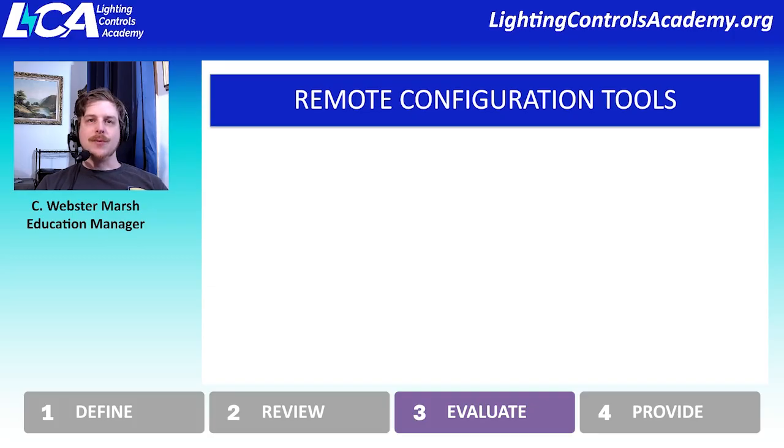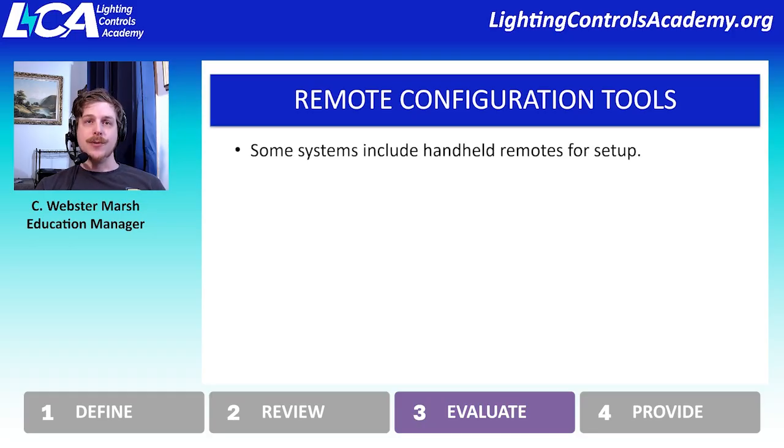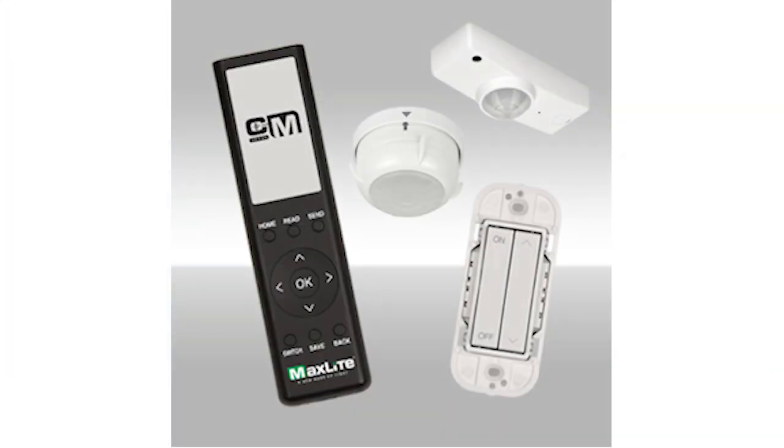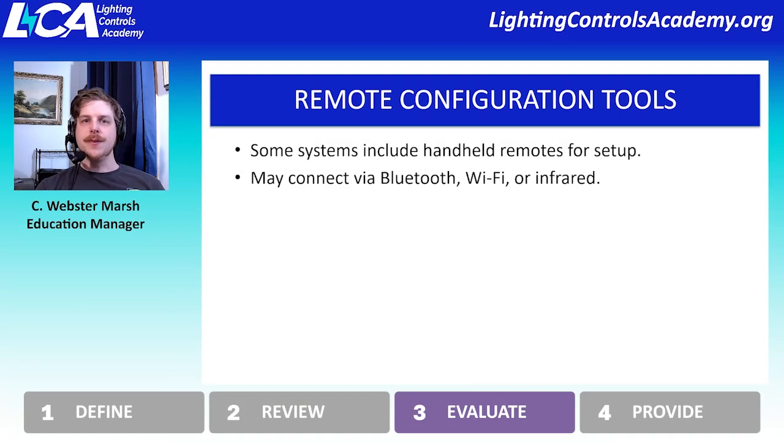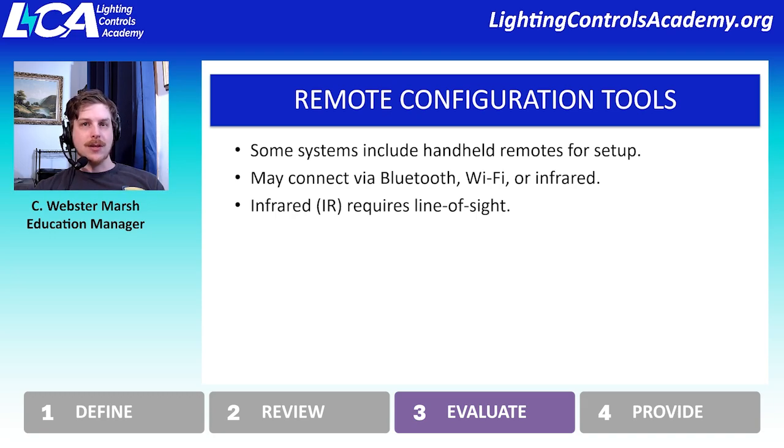Also, to keep in mind when we're talking about devices, how you configure those devices. Sometimes a lighting controls manufacturer might provide a remote configuration tool, oftentimes in a remote format. And what it does is it's used to help set up the system or start up the system. It might use Bluetooth or Wi-Fi or even infrared to communicate wirelessly to the devices. If it is infrared, however, oftentimes you can be dealing with a line of sight situation. So if you're trying to program a lot of devices with infrared, that might actually be a slower process than if you use Bluetooth or Wi-Fi.